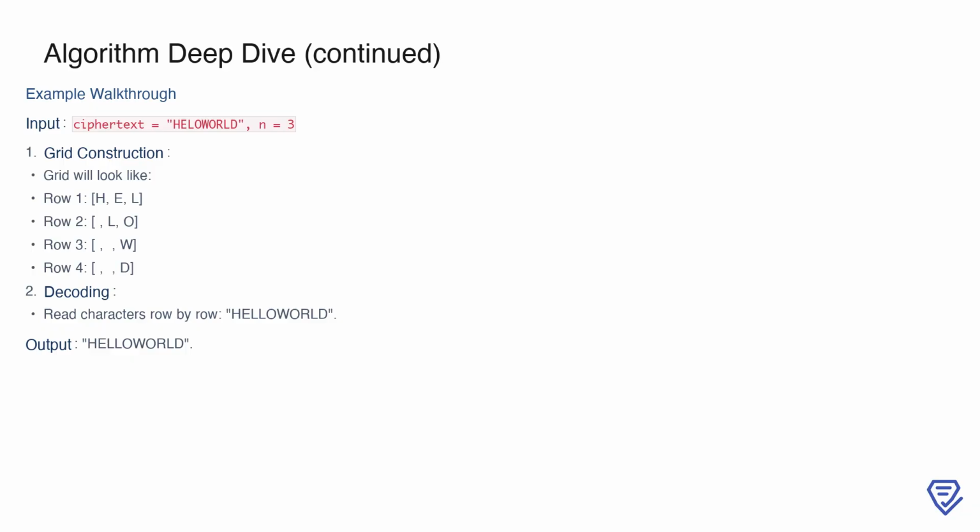Once the grid is constructed, we decode the plaintext by reading characters row by row. Starting from the top left corner, we traverse each row and append characters to form the final result. Skipping over empty cells, the decoded plaintext is "Hello World". This example demonstrates how the slanted grid and traversal steps come together to solve the problem efficiently.